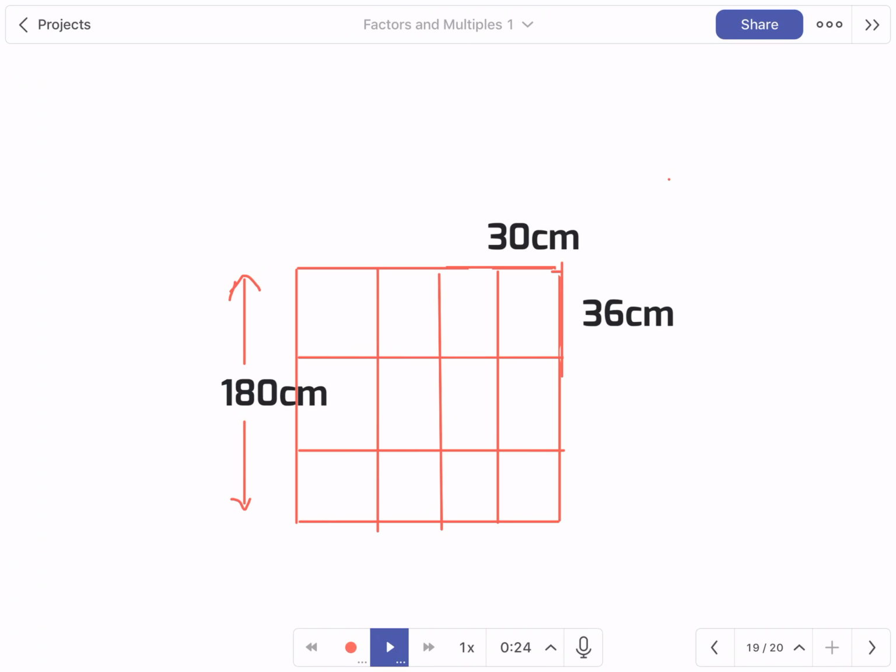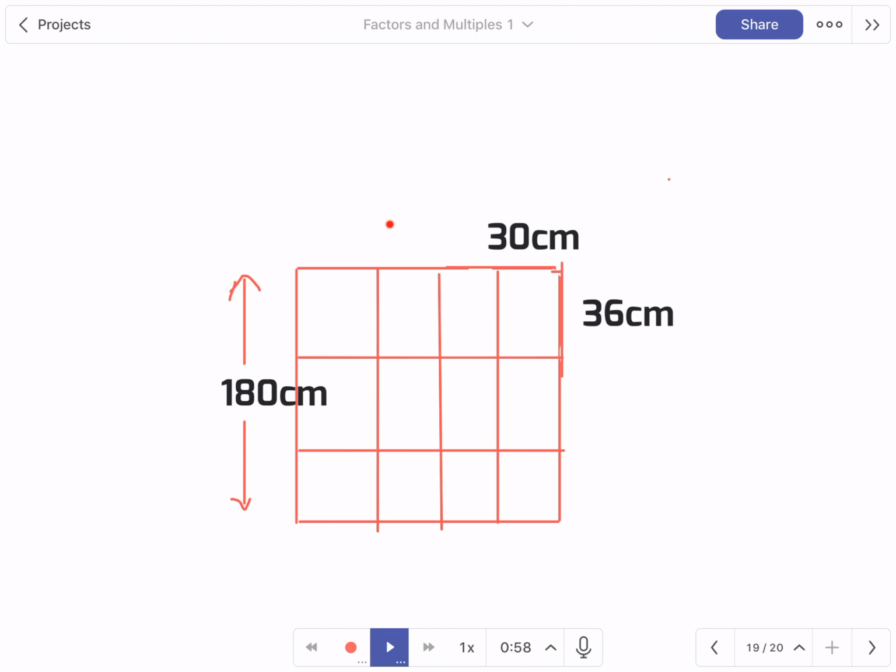So the question was how many rectangular patterns are required to form a square. We have found that the length of each side of the square is 180 centimeter. If this side is taking 36 centimeter per pattern, how many rectangular patterns will be required for this side? 180 divided by 36 is equal to 5. So 5 rectangular patterns are required to cover this side.